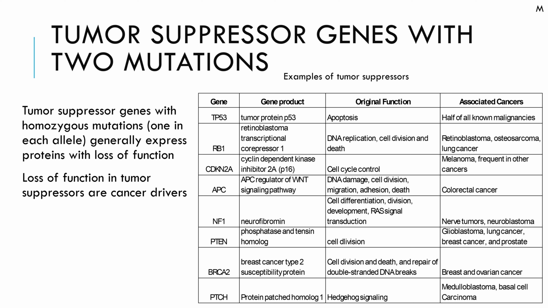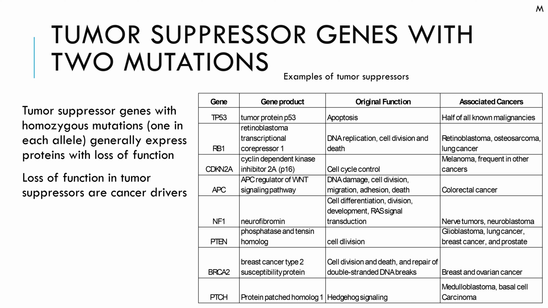Okay, so again, as far as just some name recognition, tumor suppressor genes with two mutations, that have homozygous mutations, that is one mutation in each of the two alleles, generally express proteins with loss of function, and the protein doesn't work anymore. And these loss of function mutations are cancer drivers.